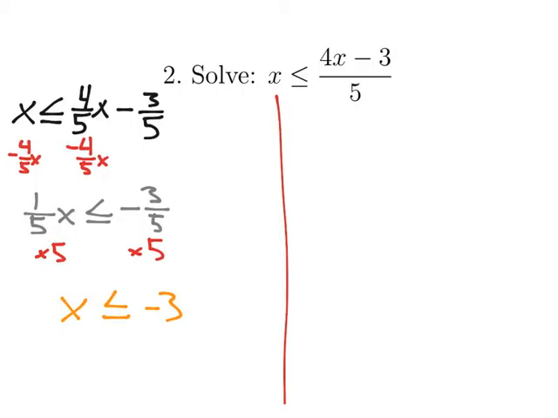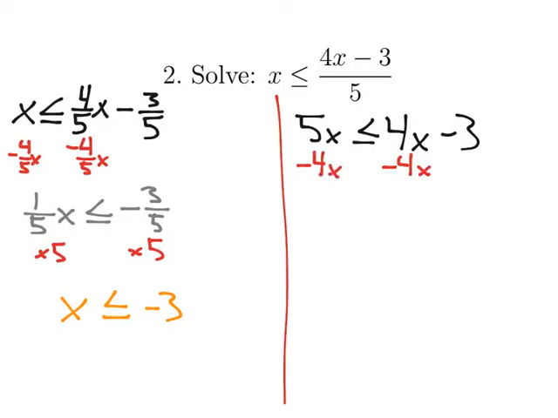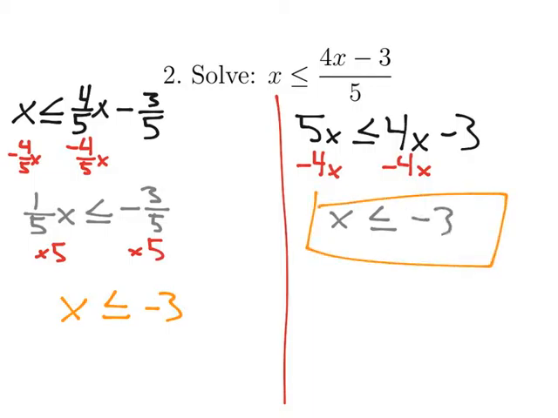I could have started off by multiplying both sides by 5. That way I get rid of this pesky denominator. It would give me that 5x is less than or equal to 4x minus 3. Now I can subtract 4x from both sides. That way I can isolate x's on the left and constant on the right. So 5x minus 4x is just x, and that's going to be less than or equal to negative 3. The answers are the same, and there are two ways of approaching it.